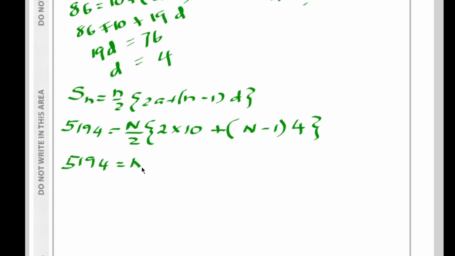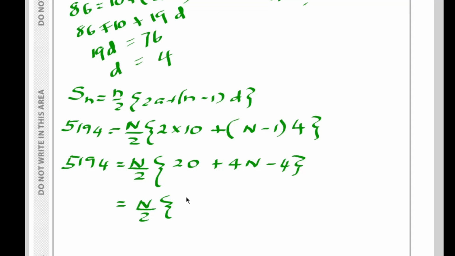I'm keeping n over 2 still here. So here 20 plus 4n minus 4. So I'm going to divide everything by 2 here. Then n, before that we'll simplify this one. 20 minus 4, 16 plus 4n.